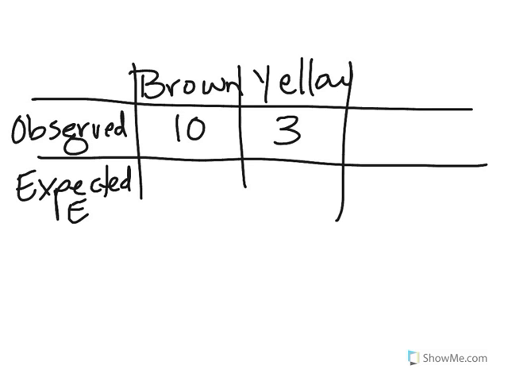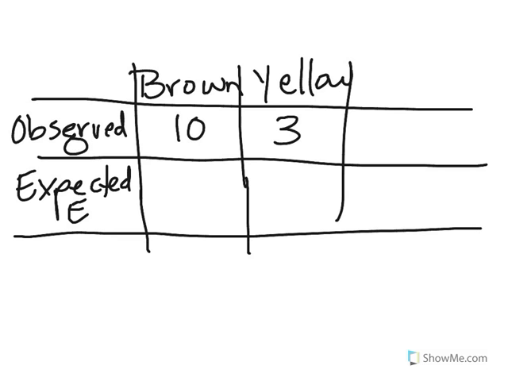In other words, for this particular bag, how many browns and yellows did you expect? Now remember that 13% of the bag is expected to be brown, 14% is expected to be yellow. So you're going to need to know the total number of M&Ms in your bag. And just to make that easy, let's just say you had 100 M&Ms in your bag.